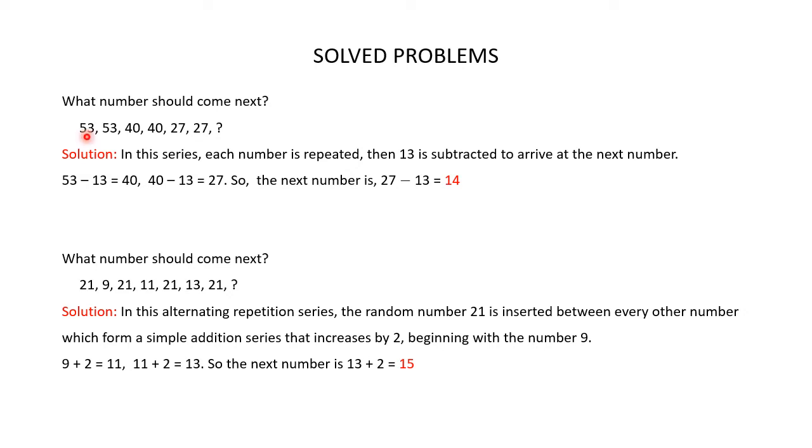So here 53 is repeated and then 13 is subtracted from 53 to get 40. Now 40 is repeated and then 13 is subtracted from 40 to get 27. Now 27 is repeated and to get the next number you have to subtract 13 from 27. So 27 minus 13 is 14. So 14 is the number that will come after 27.